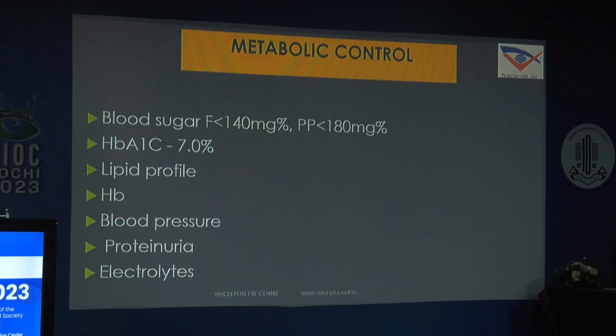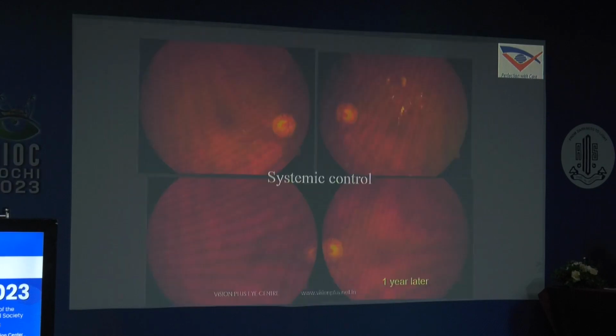Metabolic control has not been spoken about, but having a good metabolic control is extremely important, and generally the advice is to have blood sugars less than 140 and PP less than 180, which is not always very easy to attain, and so we need to sometimes be patient and associate with the diabetologist so that your patient is well controlled. This just shows a photograph of a patient who had NPDR with center involving diabetic macular edema, and just with good systemic control, the retina looks so much better. And now only we can go ahead for the cataract surgery a year later.